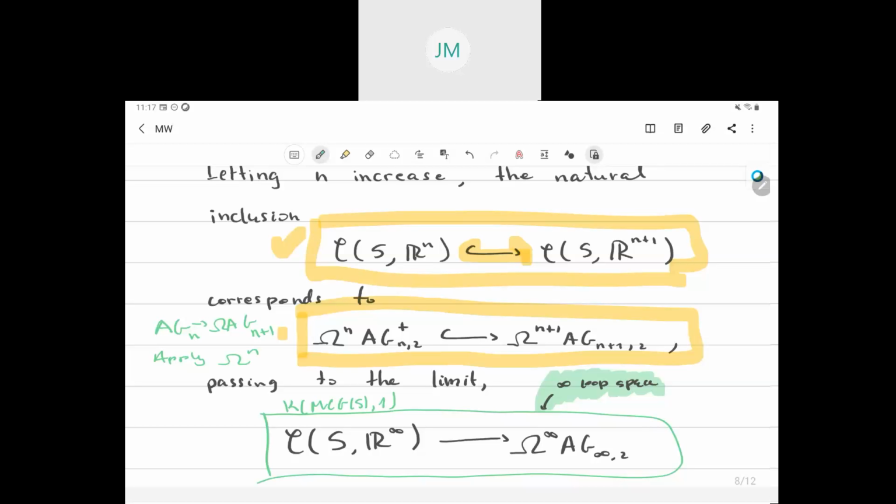If you like spectra, you can say the AGNs form a spectrum, and then loops infinity is something that takes a spectrum and outputs a space. If you don't like this language, you should just view the thing on the right as a single object, or a single space. But there is no space AG infinity 2 that you plug into this loops infinity functor. Maybe that's all I want to say.